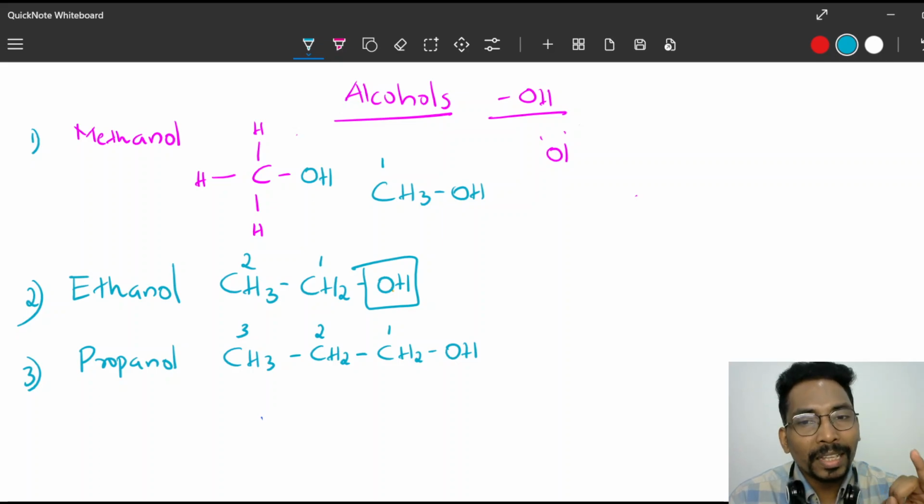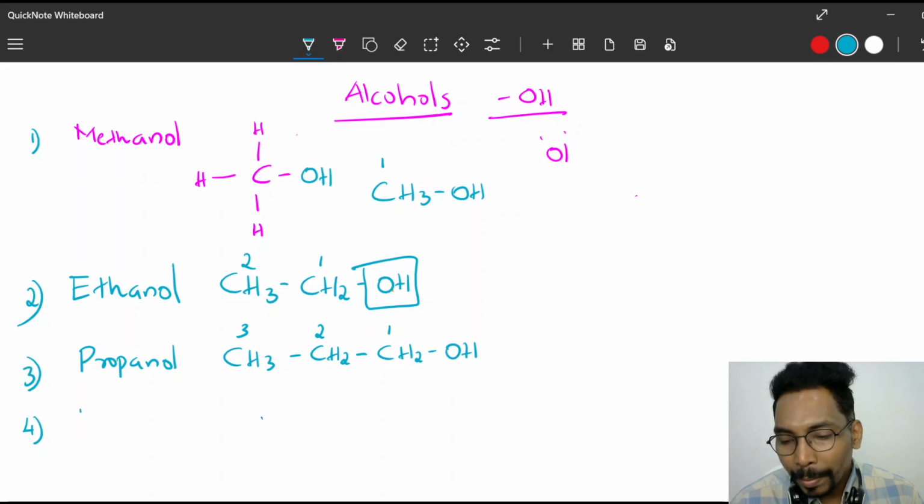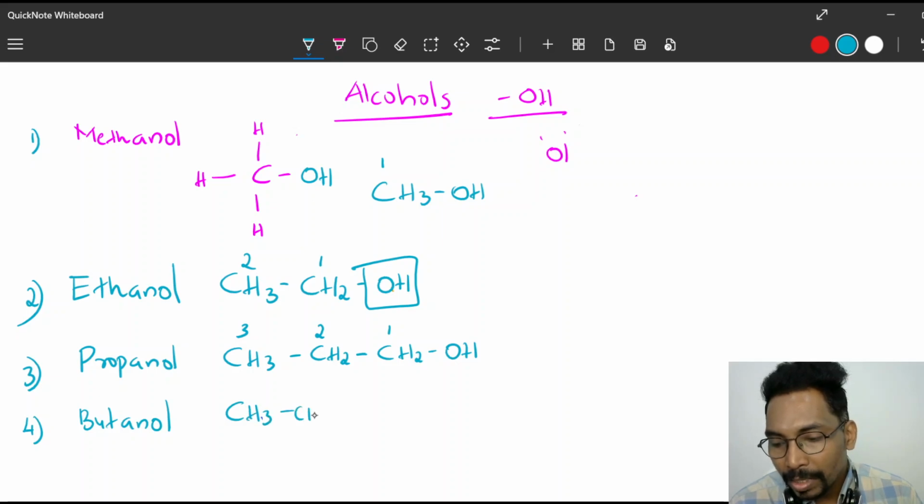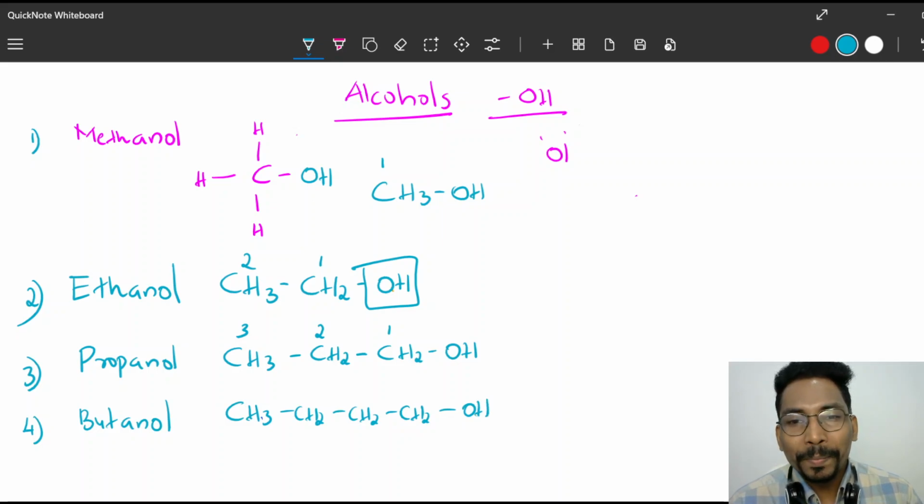So methanol, ethanol, propanol, then the next one butanol, pentanol, hexanol, like that. It will go on like this. So the fourth one, butanol. But means 4 carbon. So CH3, CH2, CH2, CH2OH. Then what will be the next one?